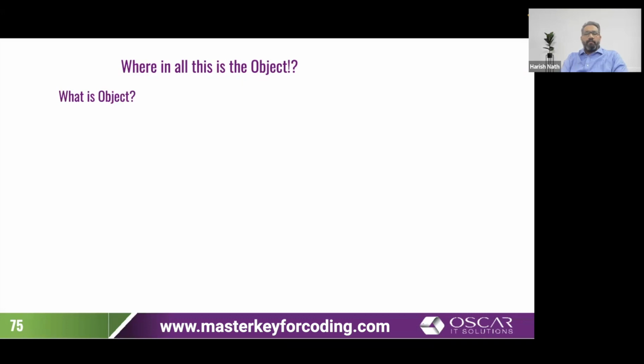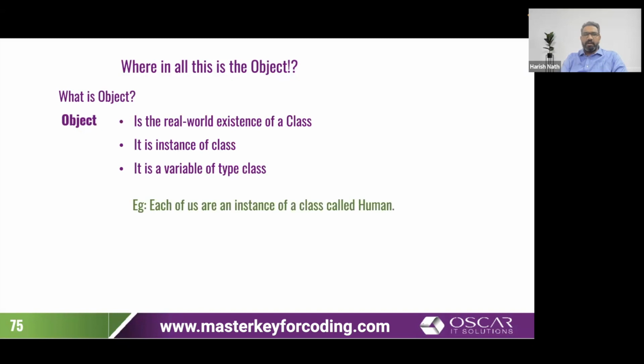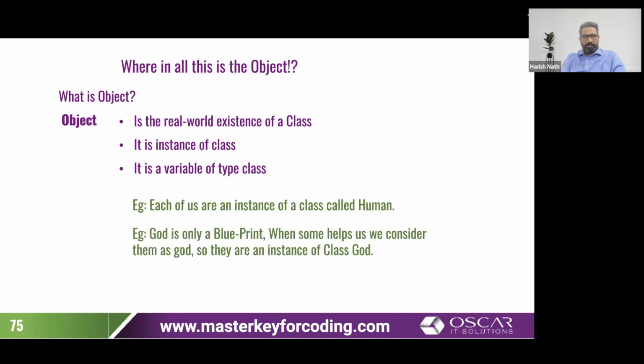Then the most important part, where in all this is the object. We have to get the object because class is only a blueprint. Then object is the real world existence of a class. You, me, all of us are real world existences of a class called human. All of us are instances of a class called human, or we are variables of type human data type. Human is a data type, then all of us are variables of human type. We all are instances of a human class. All of us are objects of a class called human.